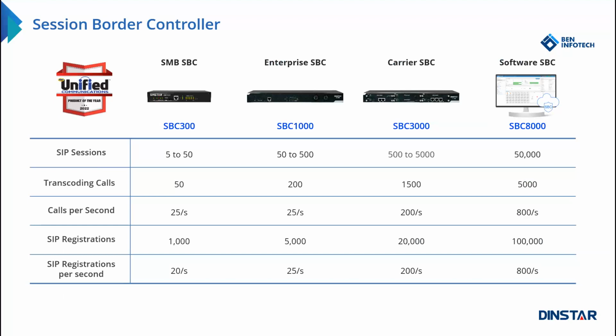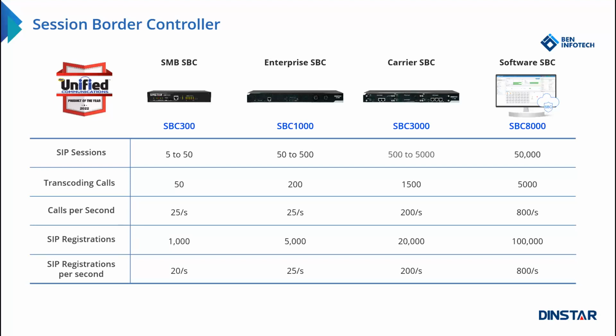And what you're seeing now is the list of the different models of SBC that DINSTAR offers. This is based on the size of your company or the number of users. The smallest one is SBC 300. Then you've got SBC 1000, which is the enterprise SBC. Then you've got carrier SBC, which is SBC 3000. And say you have a requirement for SIP sessions greater than 5,000 or greater than 10,000, you can go for the software SBC, which is SBC 8000.